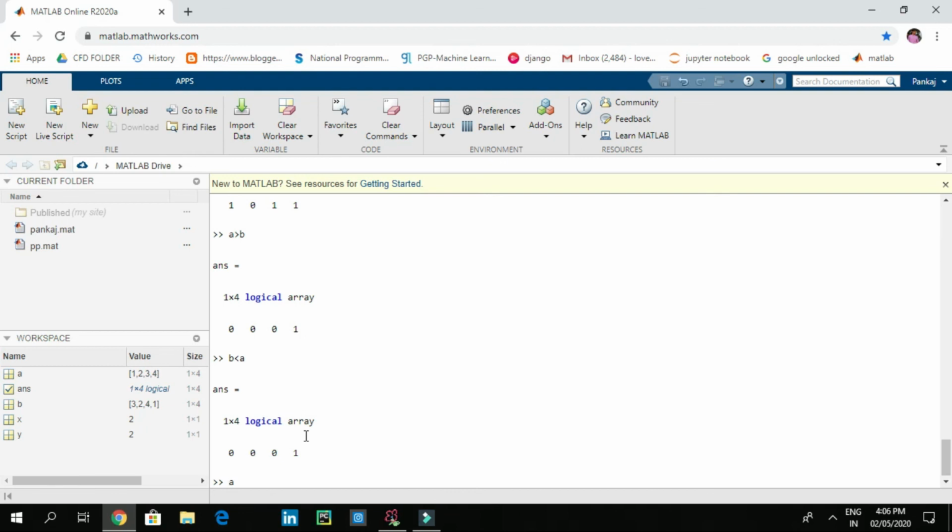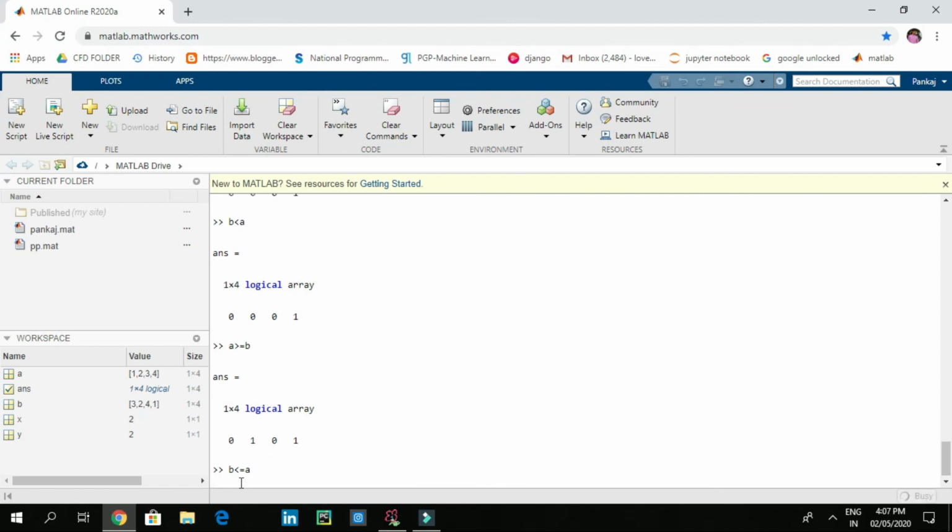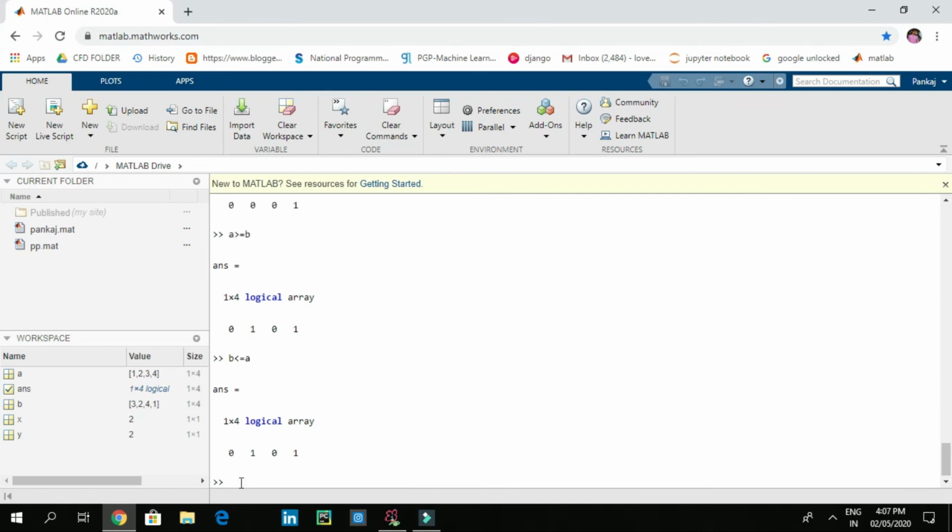So let's try A is greater than or equal to B. It gives 0 1 0 1, because the second term is equal and 4 is greater than 1. Now let's try B is lower than or equal to A. It gives 0 1 0 1. The meaning of both of them is the same.